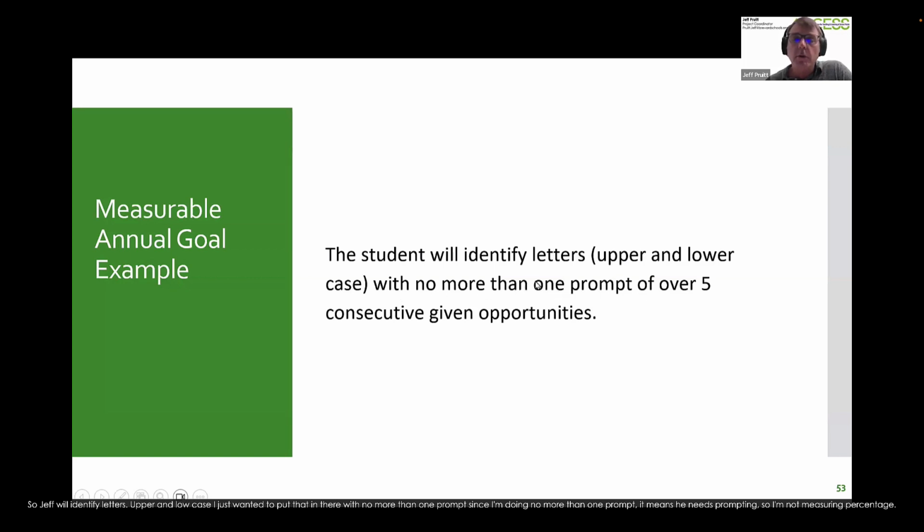Since I'm doing no more than 1 prompt, it means he needs prompting, so I'm not measuring percentage over 5 consecutive given opportunities, data samples, rubric. The only thing I don't put in there is observation.